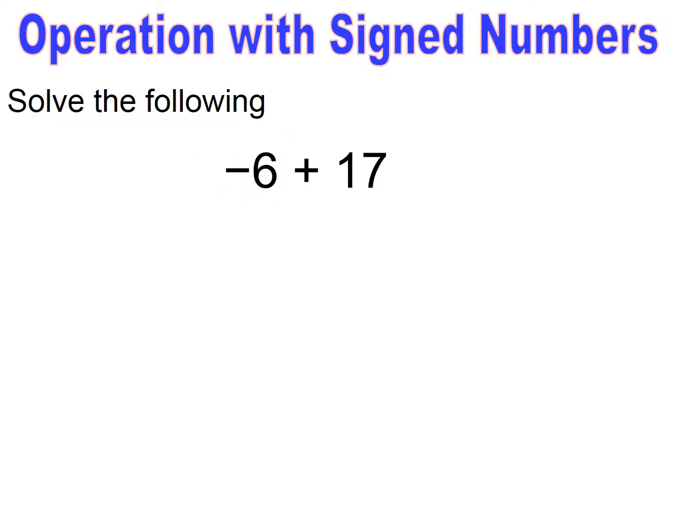Pause and try. So we have different signs. We're going to subtract and keep the sign of the higher number. The higher number is positive, so we end up with a positive 11.